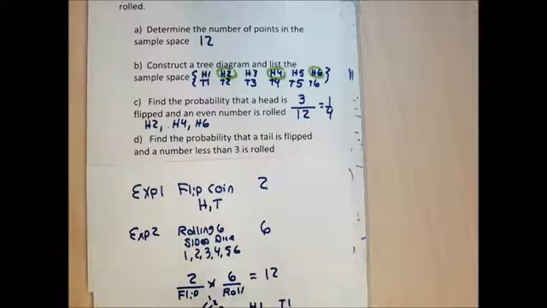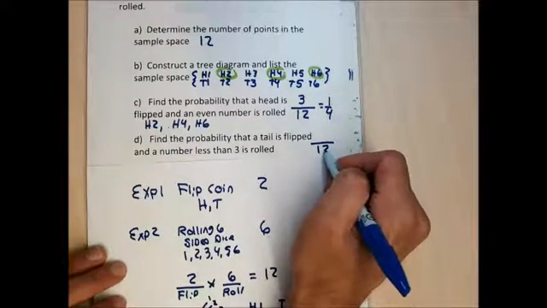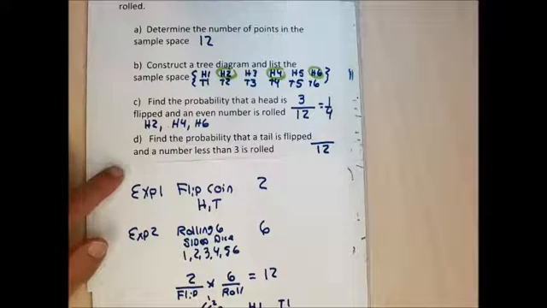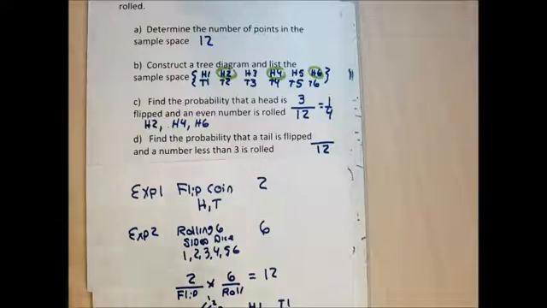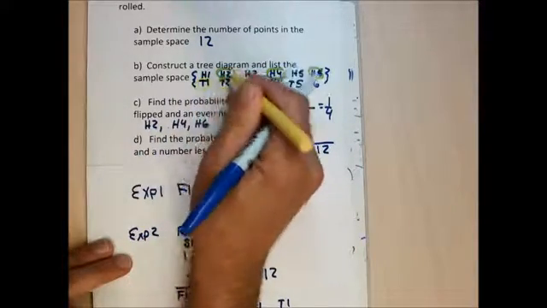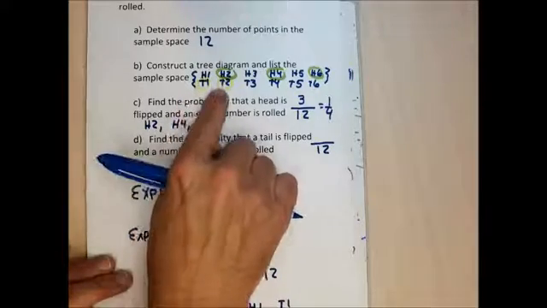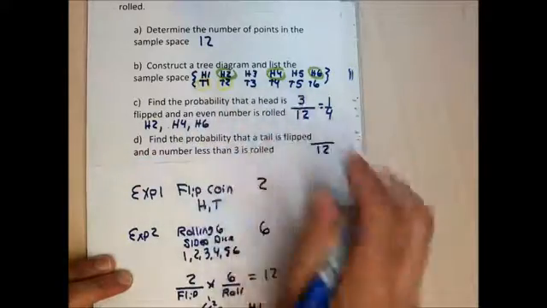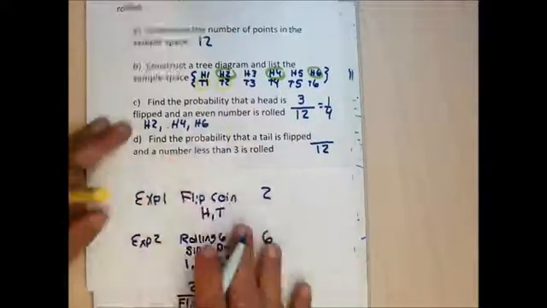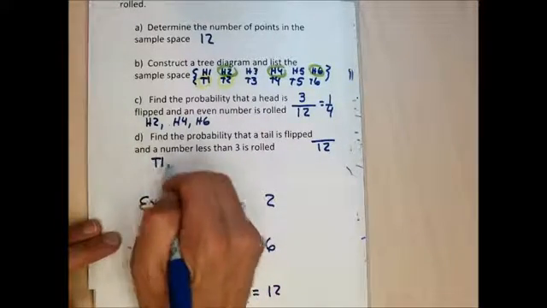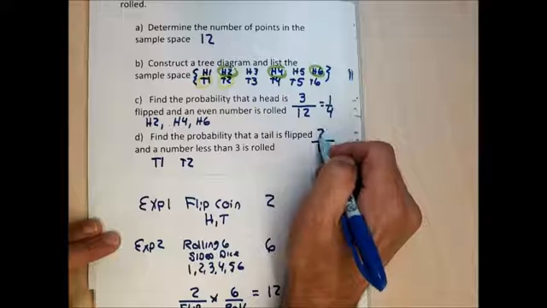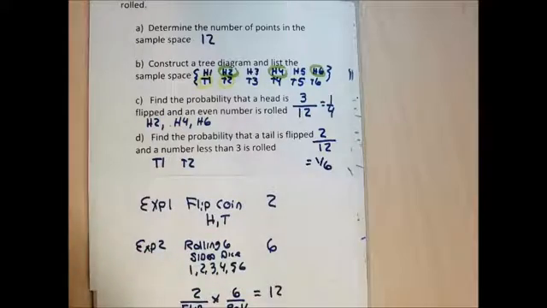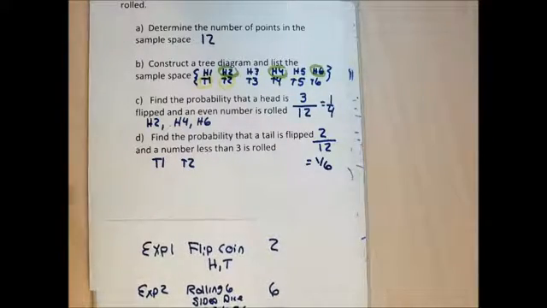For part D, I'm going to put a 12 in the denominator because there's 12 items in the sample space. Find the probability that a tail is flipped and a number less than but not equal to 3. For part D, I'm only counting these 2 right here. Those have a tail, and a 1 and a 2 are less than 3. The rest of these either have numbers bigger than 3 or they have heads. So the items that make up my numerator for part D is getting a tail and a 1 or a tail and a 2. That's 2 of the 12 items. For an answer, I'm going to reduce that fraction. I'm going to make it 1/6. And that's it for that problem.